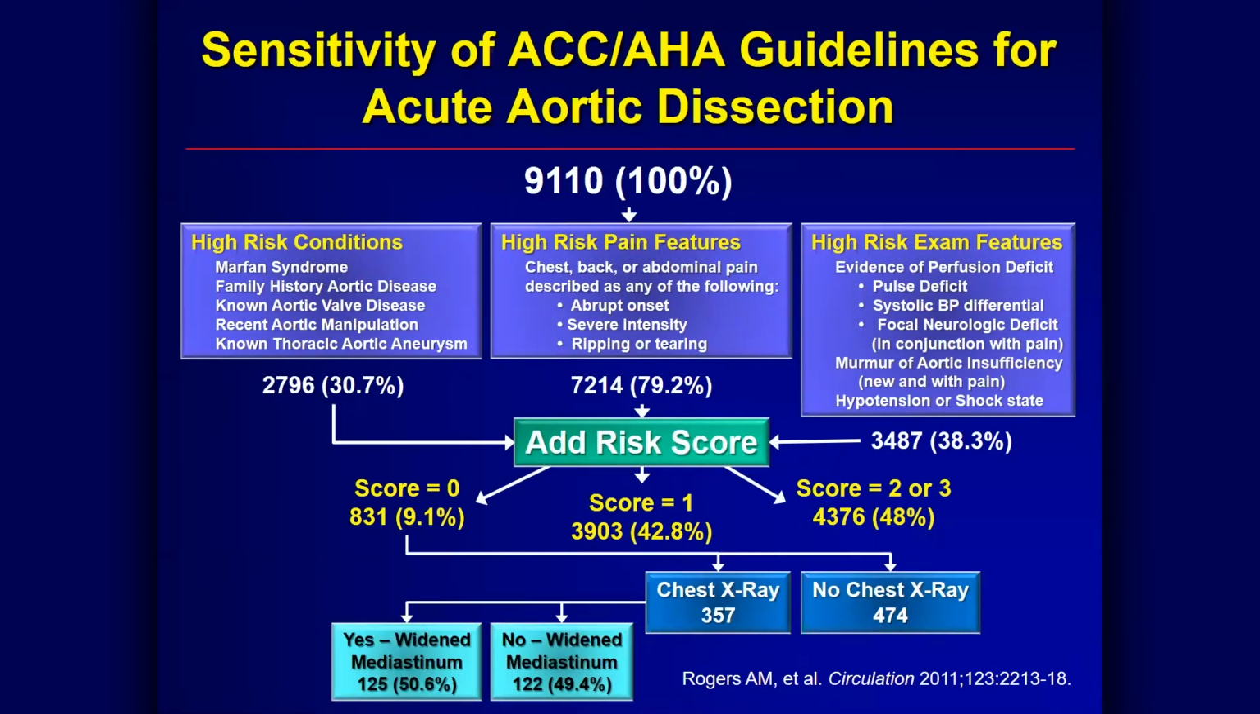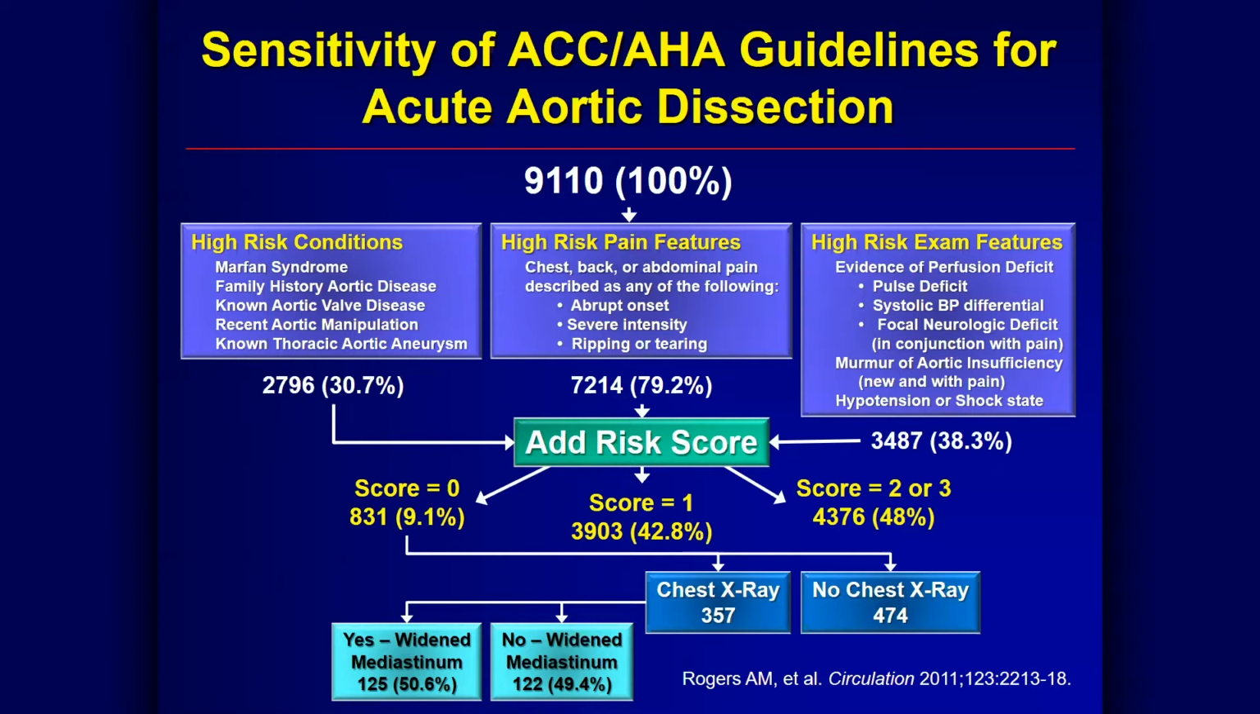This slide illustrates how we can use those key factors from the history and physical to make the diagnosis. And you'll see on the left side, high-risk conditions, Marfan, family history, known aortic valve disease, etc. In the middle, high-risk pain features, which we just talked about. And on the right, high-risk exam features. This is a study of over 9,000 patients with dissection.